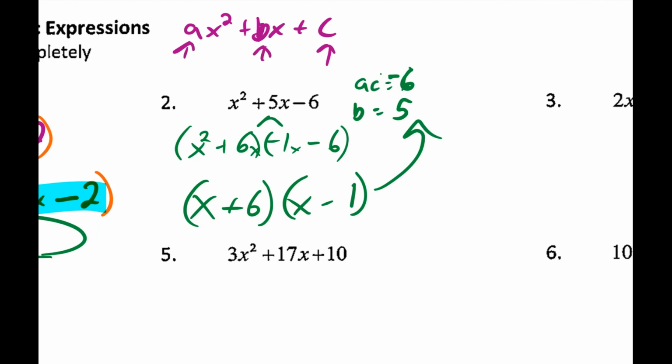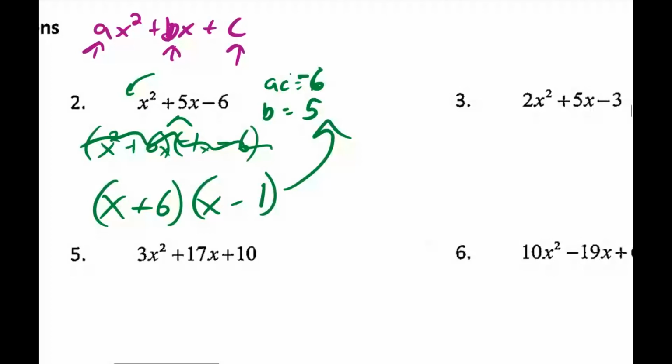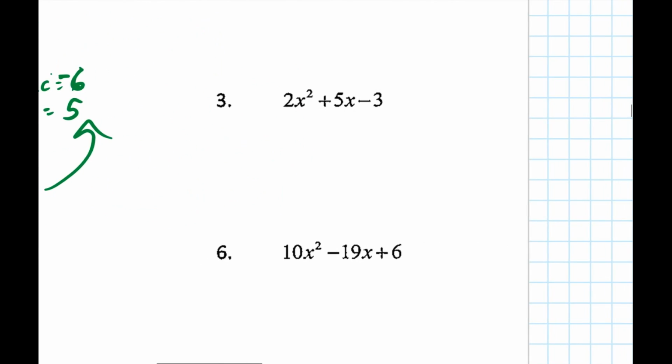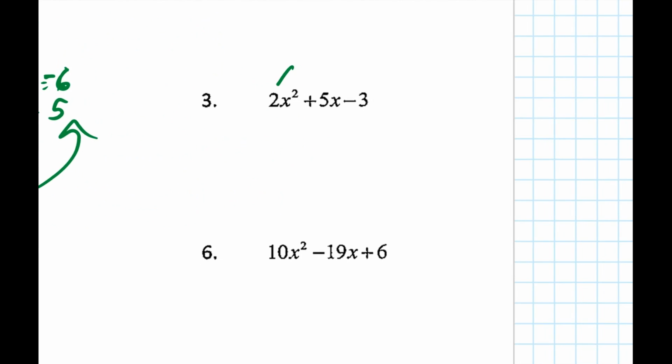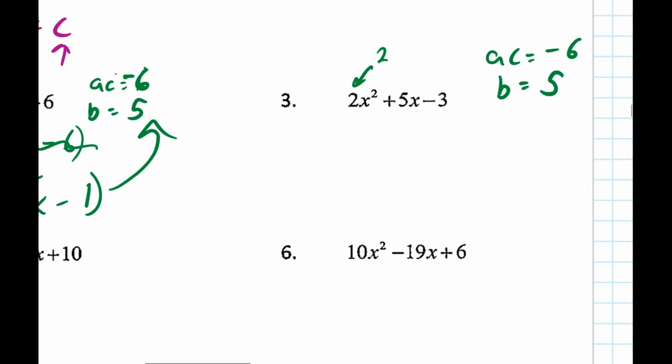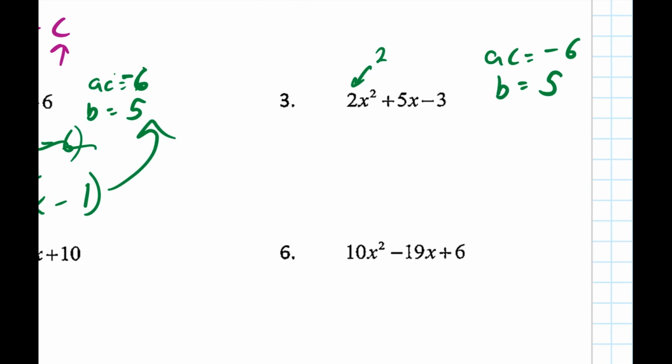So we can kind of skip this middle step as long as the a, the number in the front, is just a 1. If there's no number in front, that's not a problem. So when we look at number 3, this time the a is 2. So AC is negative 6 and B is positive 5. And so you go, oh, this is the same number, so we're going to use the same ones.